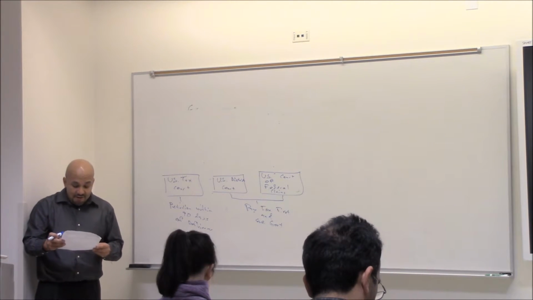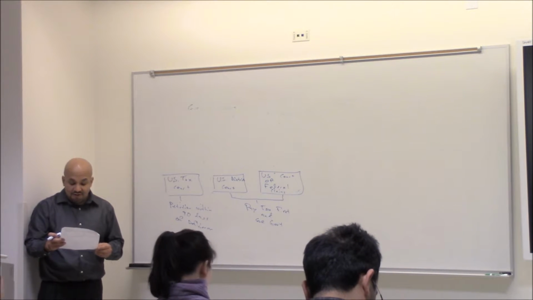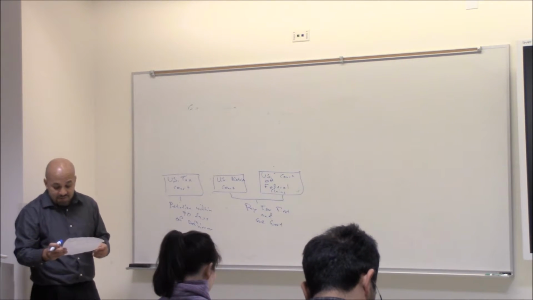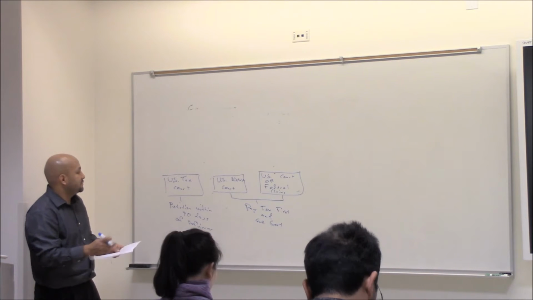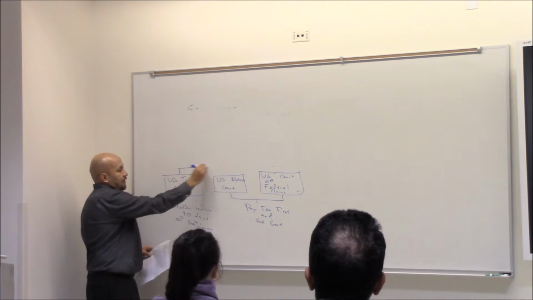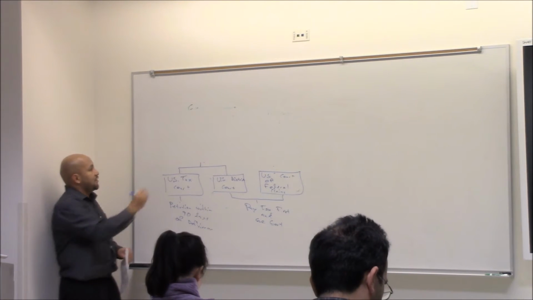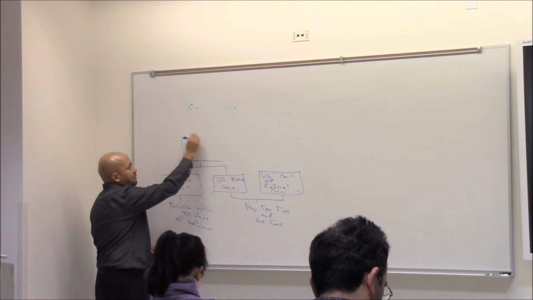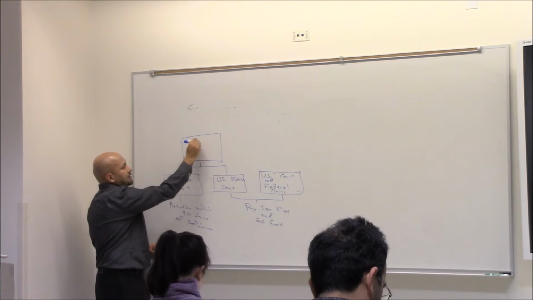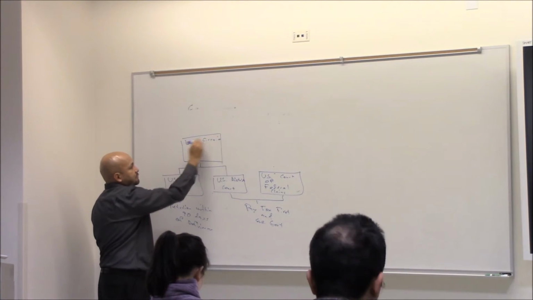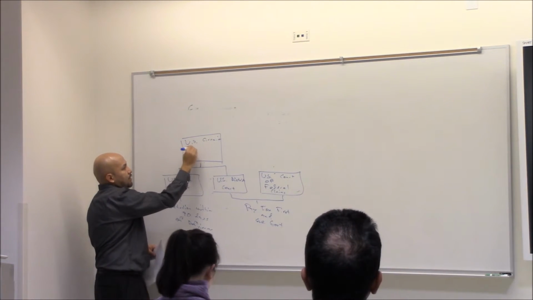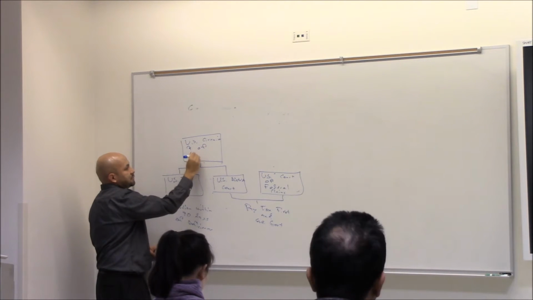Number 5, which federal trial courts does the U.S. Circuit Court of Appeals serve as its appellate court? U.S. Tax Court and U.S. District Court. These two, right? So the U.S. Tax Court and the U.S. District Court have one appellate court, the U.S. Circuit Court of Appeals.